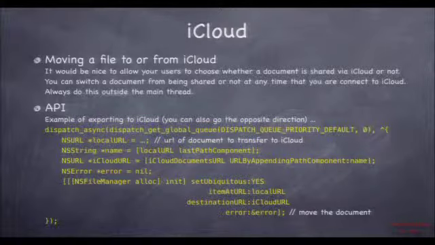And then I just call set ubiquitous yes, which means yes, I want it to be ubiquitous. I want it in the cloud. Item at URL is where the thing currently exists. Destination URL is where in the cloud I want it. And then, of course, it'll report errors back to you. Okay, simple as that. And you can do it the other way around, too.